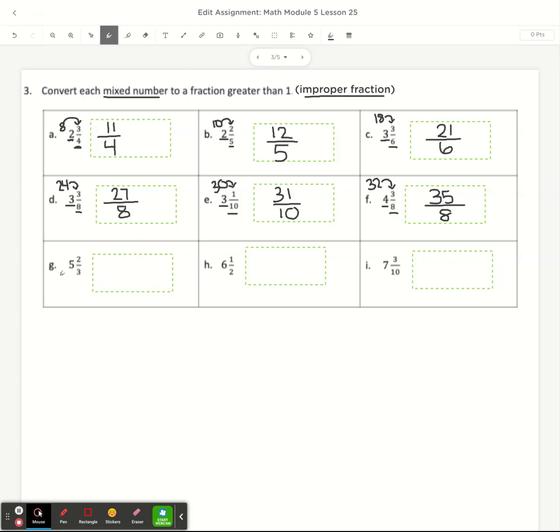Part G, we have 5 and 2/3. Again, I am going to take my whole number and multiply it times my denominator. So 5 times 3 is equal to 15, and now I just add my 15 to that numerator. So 15 plus 2 is equal to 17. That is my new numerator, and once again, I keep my denominator the same and I do not change it.